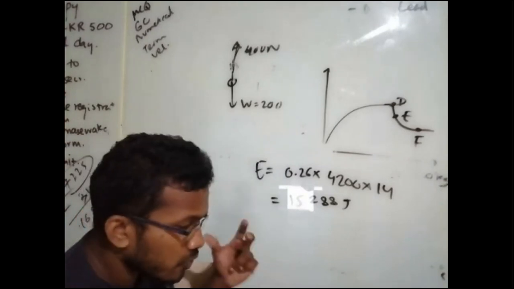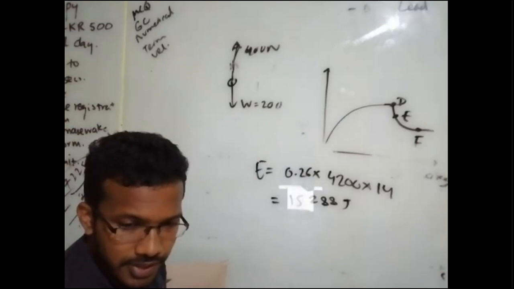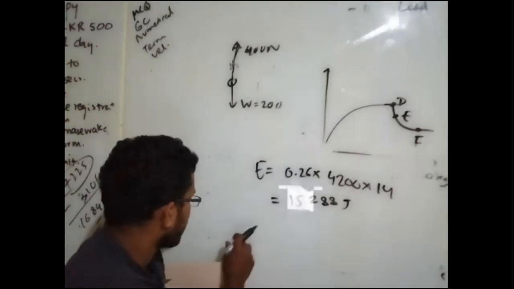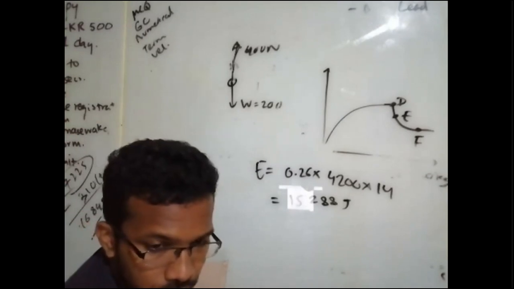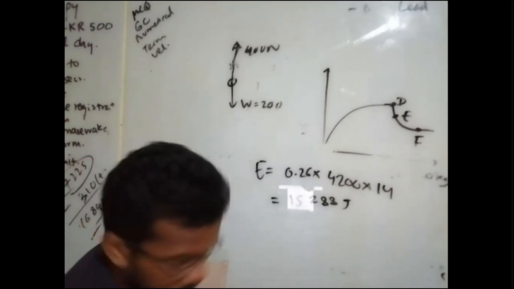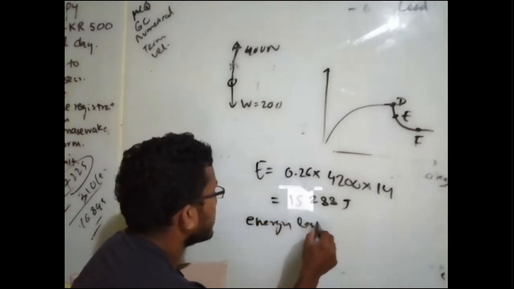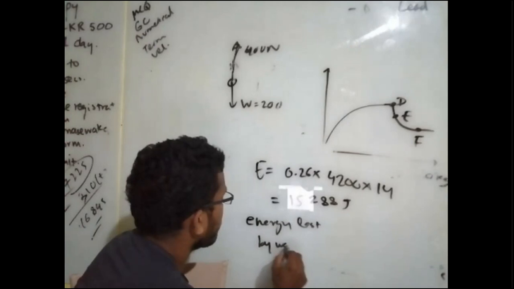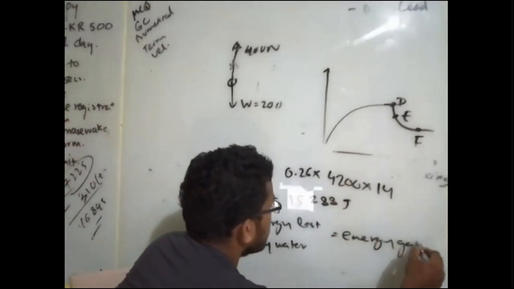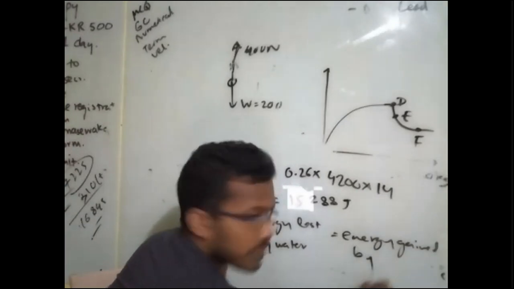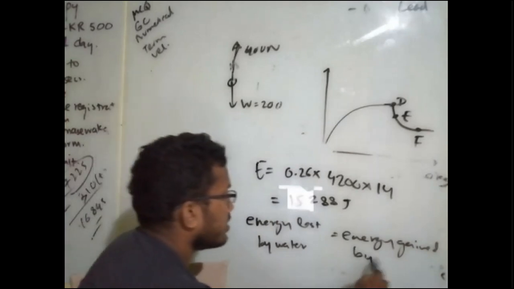So we have to look into the situation and identify where the heat has flowed. Can you tell me? Right. So it's gone from the water to the teapot. Good. So energy lost by water equals energy gained by teapot.